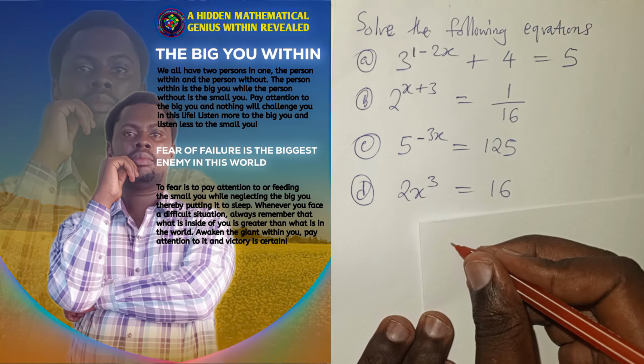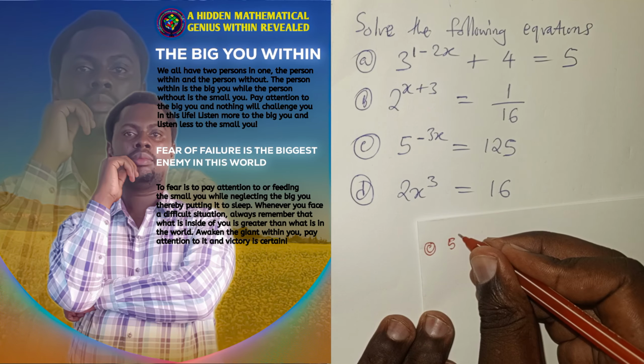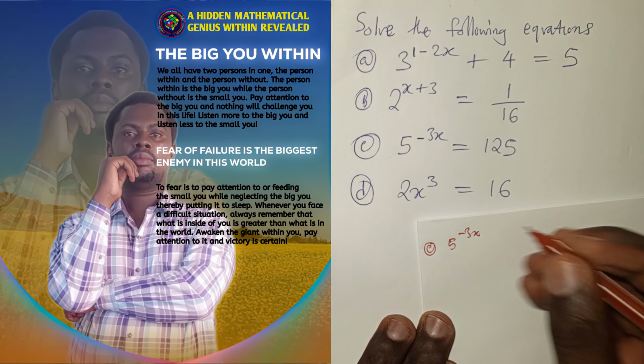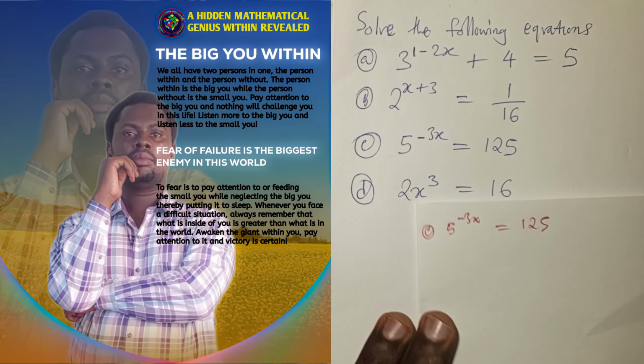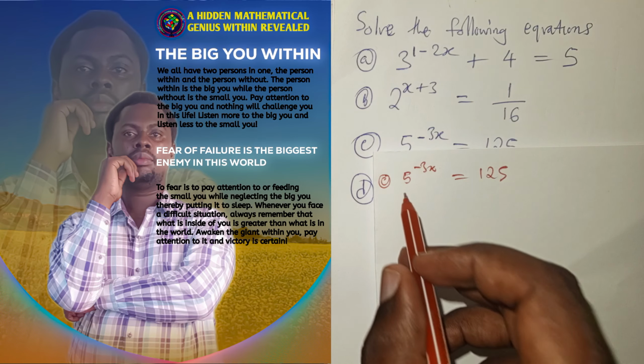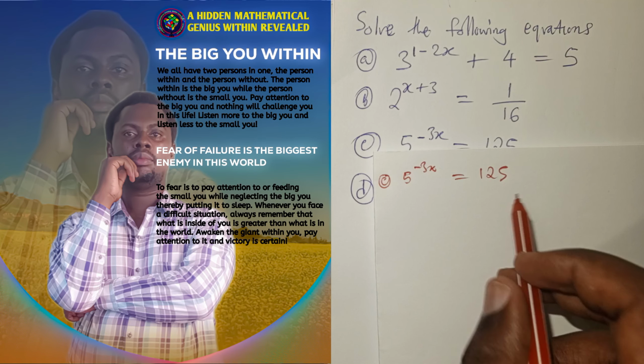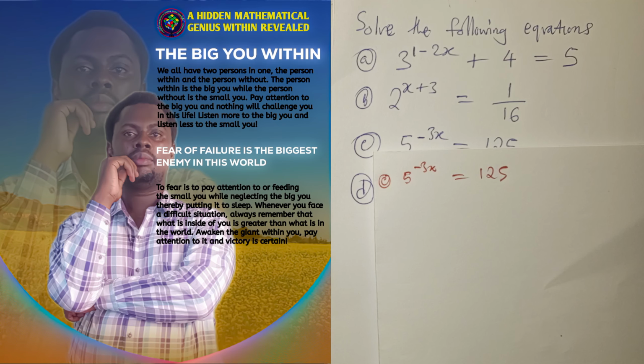So C we have 5 to the power negative 3x is equal to 125. Okay, so the idea is the same. Here we have a base of 5 and this side we have 125. So we need to make sure that we have same bases. Okay, so what common base can we make for 5 and 125? Yes, it's 5.